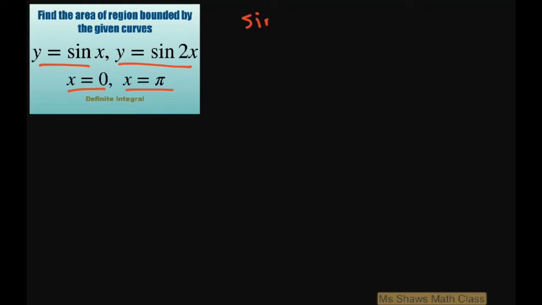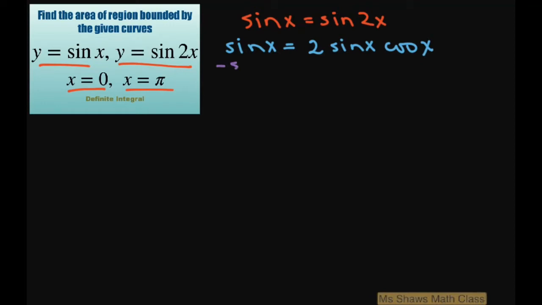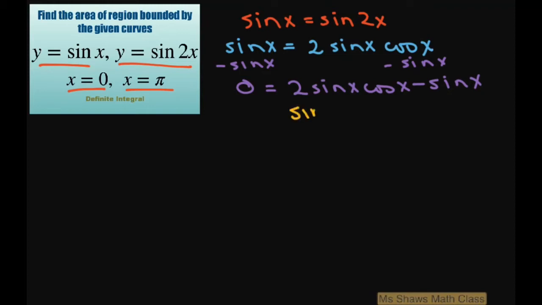So we have sine of x equals sine of 2x. And this is going to be sine of x. Using your double angle identity, you're going to get 2 sine of x times cosine of x. Let's subtract sine of x from both sides. This gives you 0 equals 2 sine of x cosine of x minus sine of x. Then we can factor out a sine of x here, and this is going to give you 2 cosine of x minus 1.